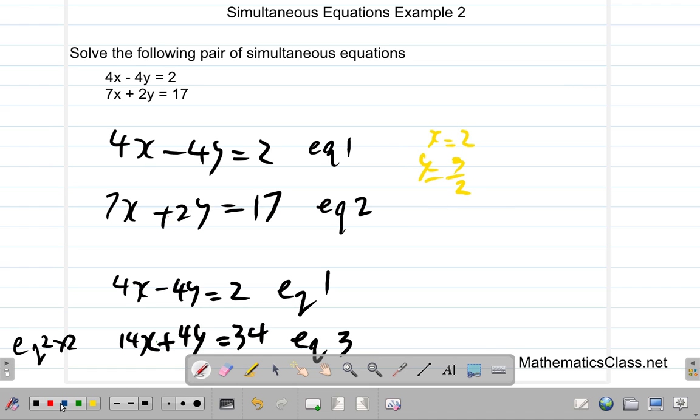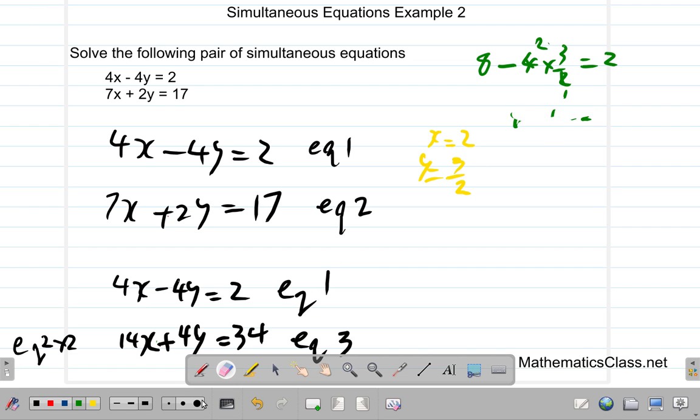Now, let us test and see if this thing really works. 4x, which is 4 2's, 8, minus 4 times y, which is 4 times 3 over 2. Is it really equal to 2? Let's see. 4 2's are 8 minus 2 3's are 6 is equal to 2. Okay, good. It works so far with equation 1.